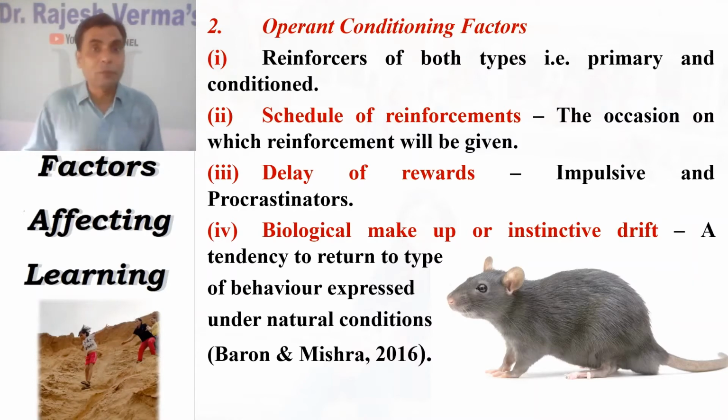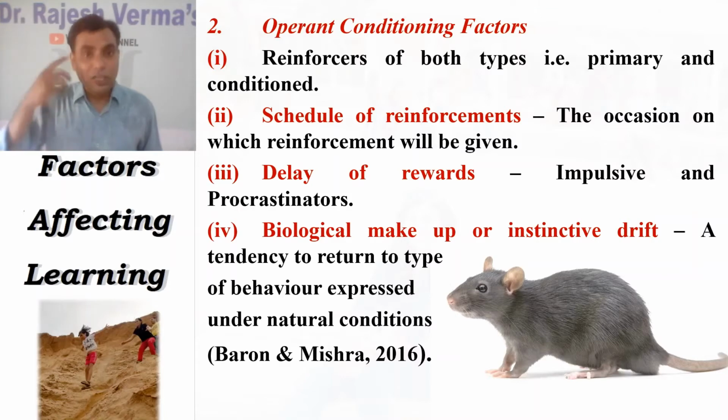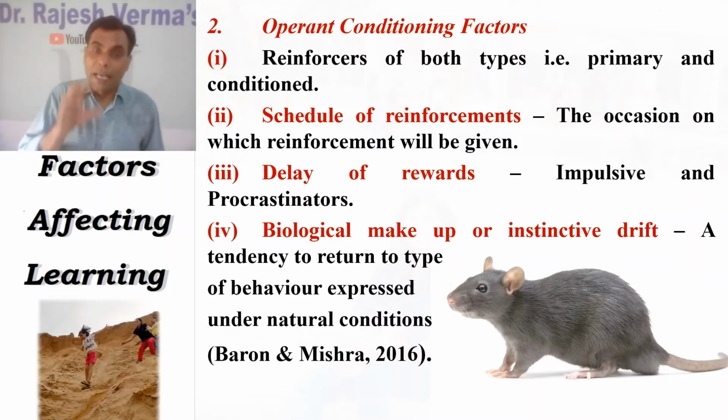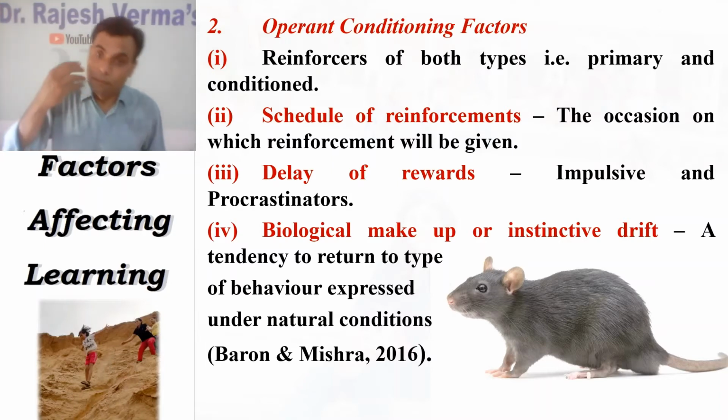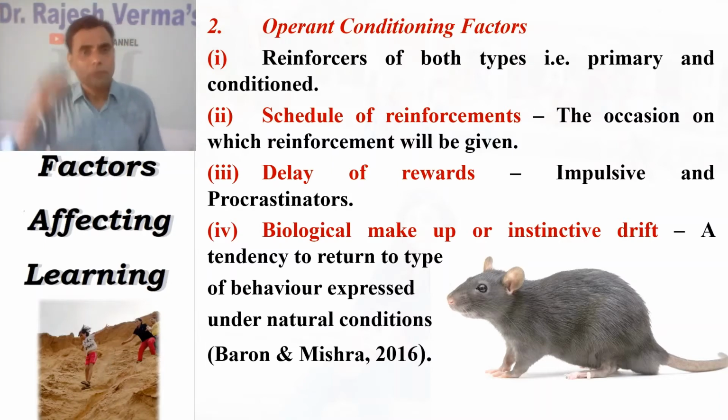Sometimes organisms, various individuals, try to manifest their behavior as per their instinctive drift or their genetic blueprint or their biological makeup. So due to that also the individual is affected by these factors. That is, operant conditioning is affected by your biological makeup also, your instinctive drift also, that is, your genetic makeup also. So what is that?